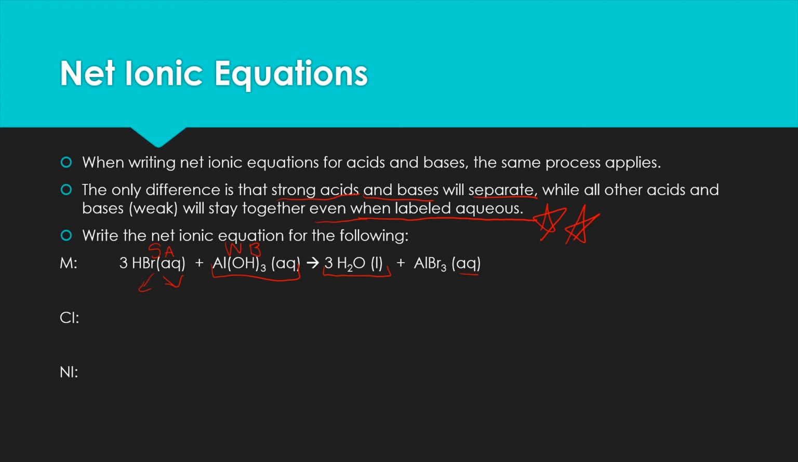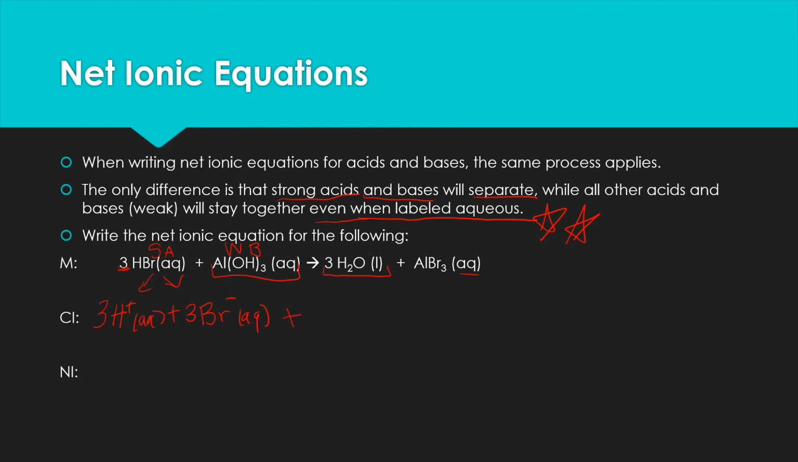All right, so let's try creating our complete ionic equation. So we'll start with our strong acid and separate it into its ions. So we have hydrogen, H+, which is aqueous, and bromine, Br-, which is aqueous. We have a 3 in front of the whole chemical, so that's going to apply to both ions. 3 hydrogen, 3 bromine. They both stay aqueous because the state of matter won't change just because we separate them.